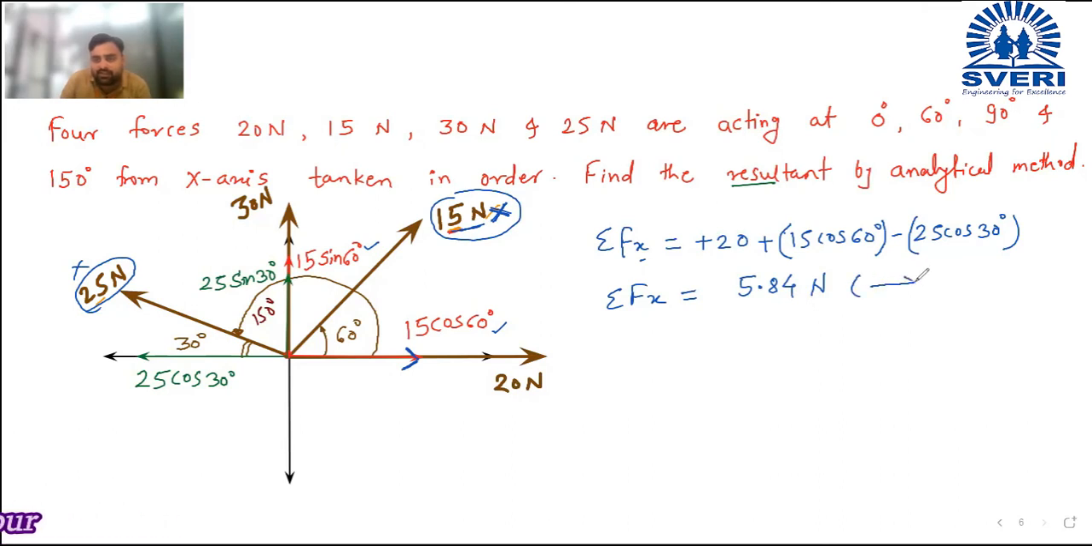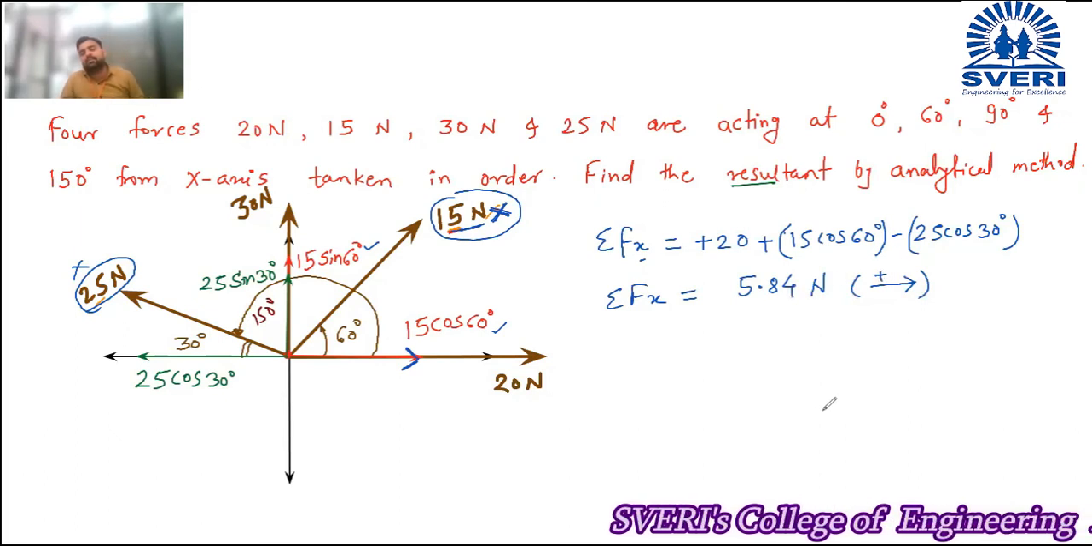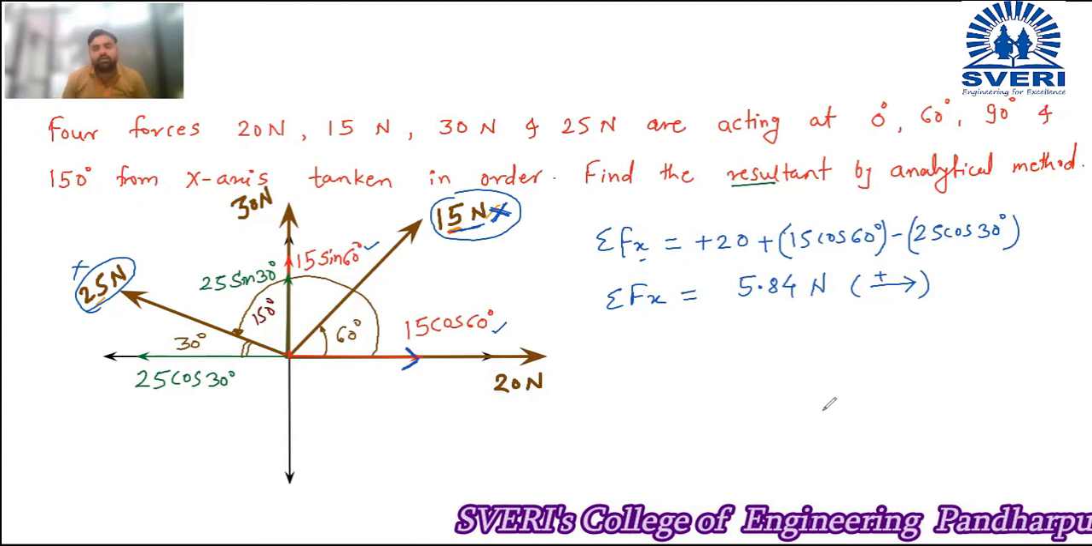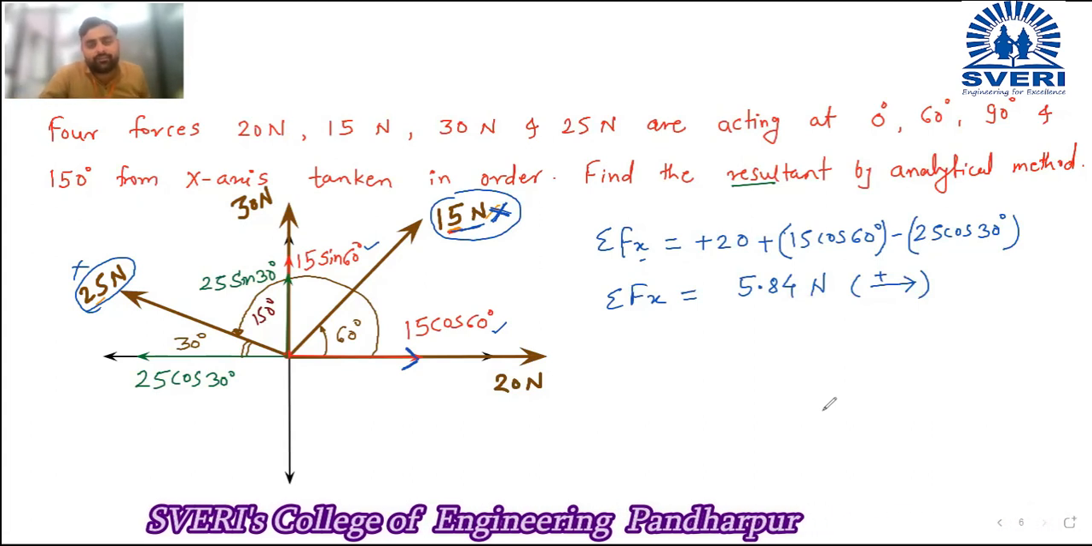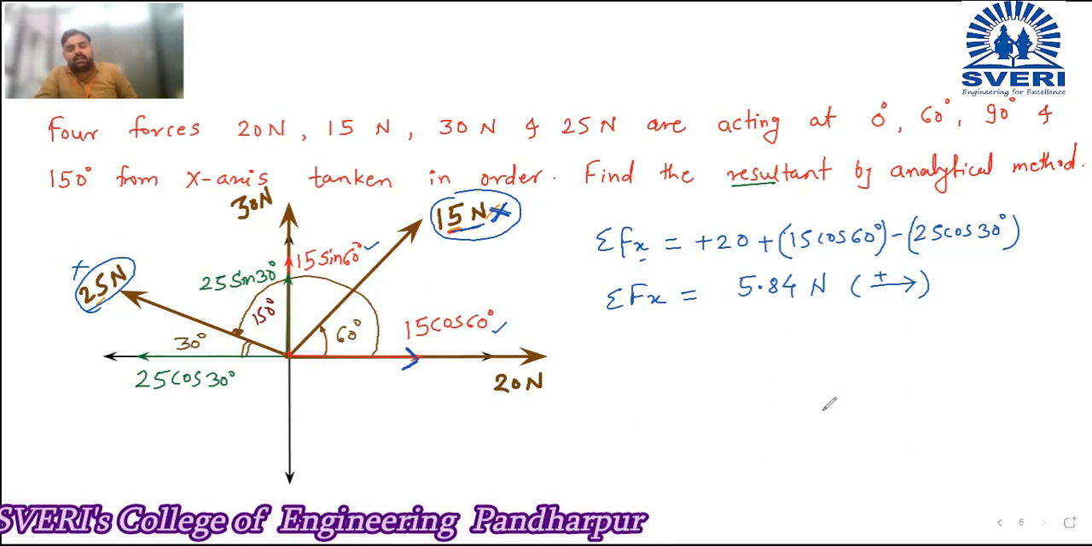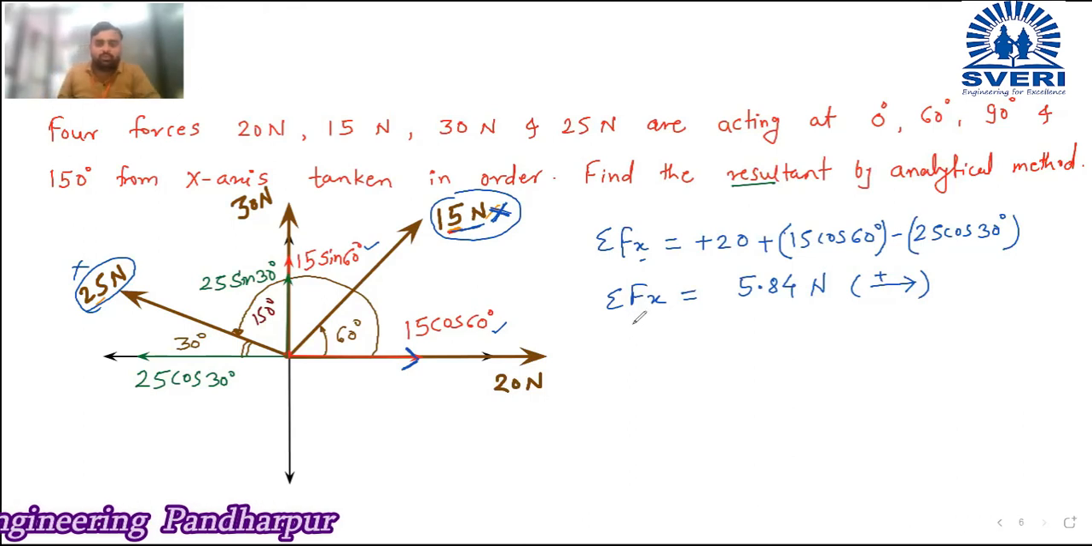So summation fx is moving towards right. So the direction will be this one, which is the positive direction, because I have got this answer as a plus answer. If I got a minus answer, then I would show the arrow towards the left-hand side. So 5.84, is it the right answer? Yes, sir. So now this is summation of x.